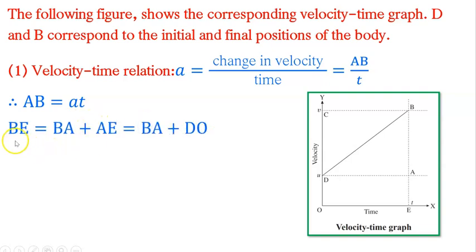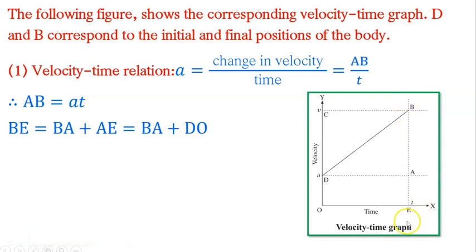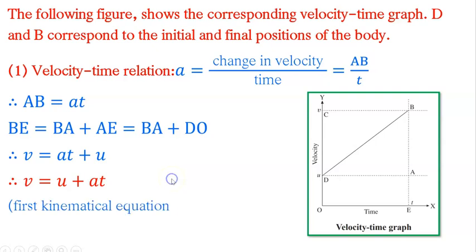Next, this distance BE is equal to BA plus AE. Now see here, AE is nothing but OD. What is the value of OD? OD is u, and the value of BA or AB is at, and the value of BE is nothing but final velocity v. Now we'll substitute the value. V is equal to BE. BA is nothing but AB, and that is at. AE is nothing but OD, and that is equal to u. And therefore v is equal to at plus u. And this is the first kinematical equation of motion.